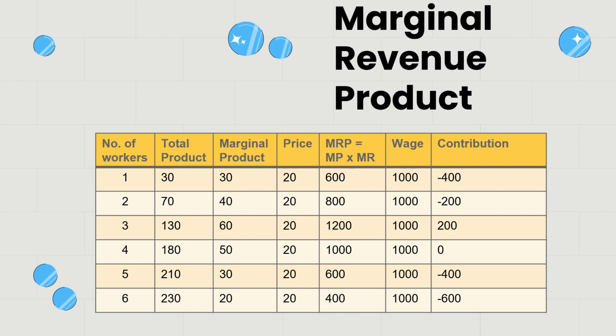All right, as you can see, when you employ three labor, your MRP is 1200 and your wage is 1000. That means there's a 200 surplus or extra in your firm. But when you employ four workers, your MRP equals your wage, contributing zero. That means that is the profit maximizing point.